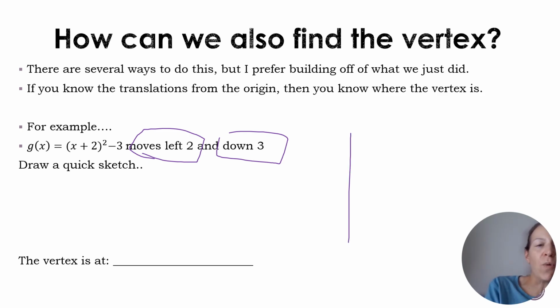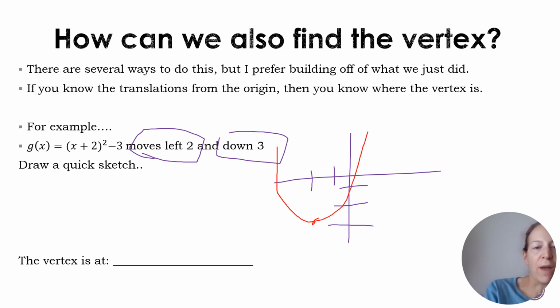Then do a quick sketch. If you say it goes left 2 and down 3, then that means the parabola moved there. What you would do is move the vertex of the parabola. Therefore, I can now see that the vertex of the parabola is at -2, -3.